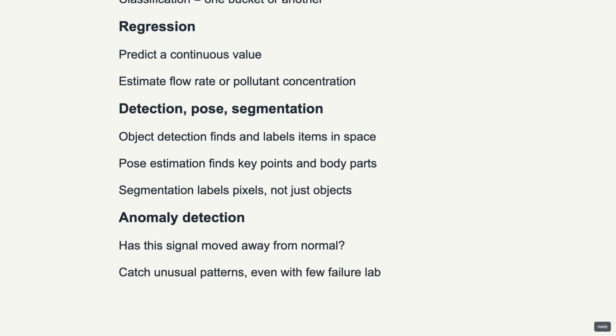For a river monitor, that could mean sensor drift, a strange temperature pattern, or a pump event that breaks the usual rhythm. The strength of this approach is that it can still work when examples of failure are scarce.